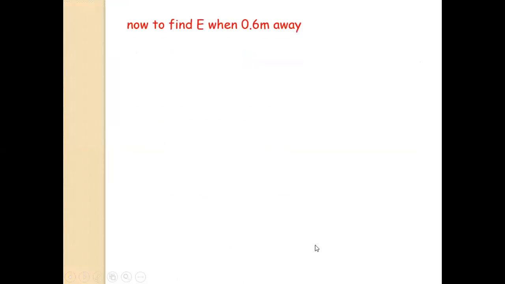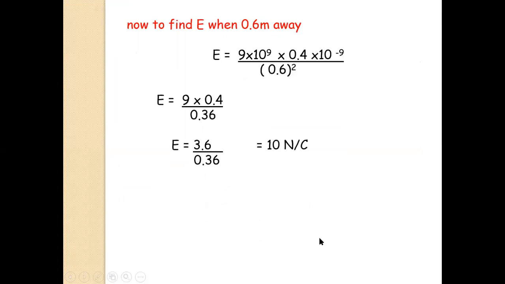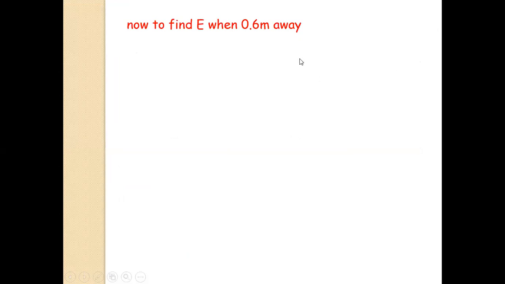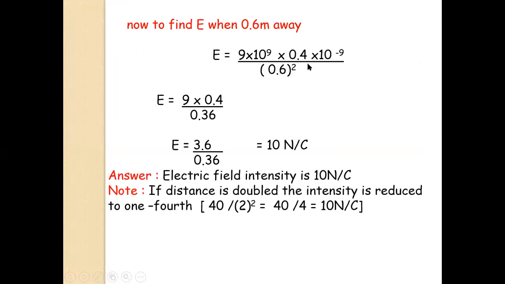Now we are going to find the electric field intensity at a distance of 0.6 meter away. Again, the same formula is used. Here the distance of separation is 0.6. We have already calculated the charge, which is equal to 0.4 into 10 power minus 9. By applying this in the equation, we get 10 Newton per coulomb. Now, the electric field intensity is 10 Newton per coulomb.